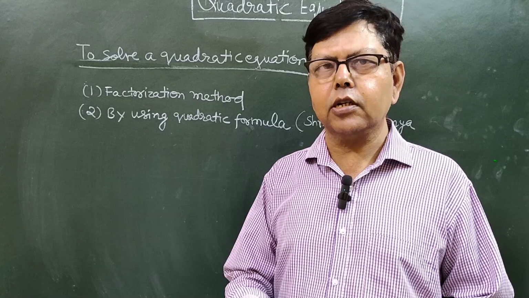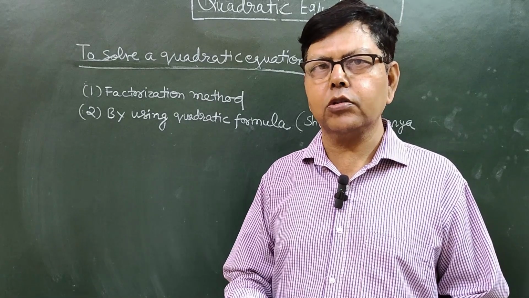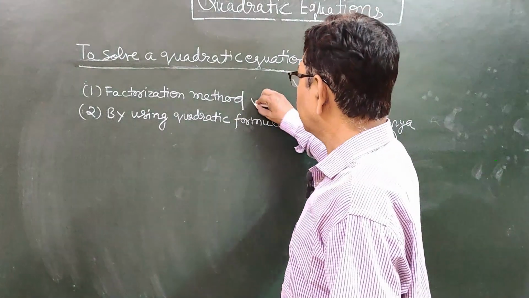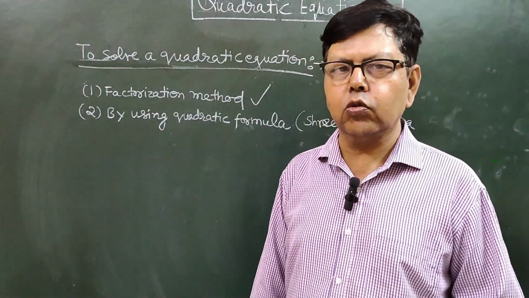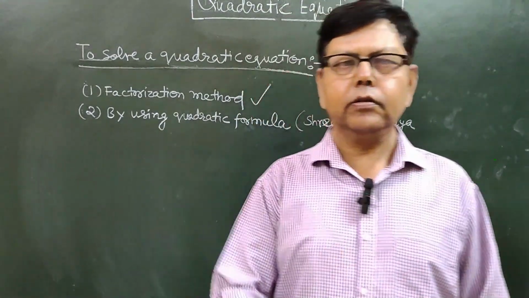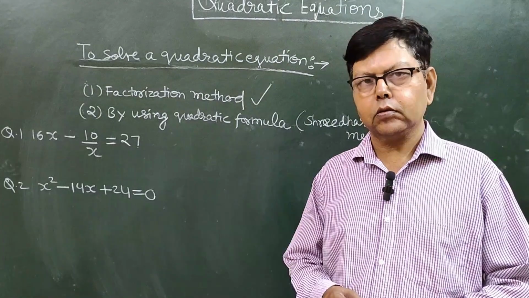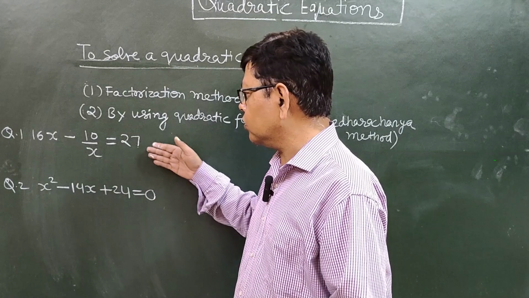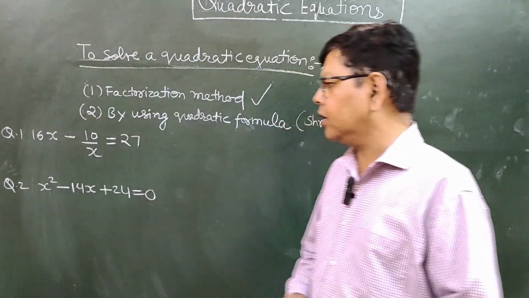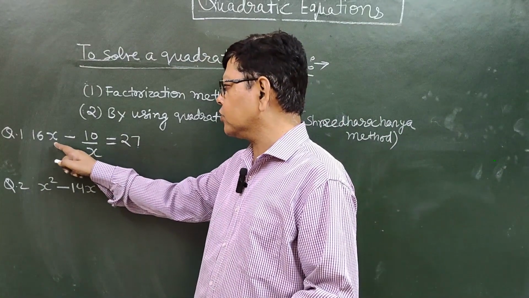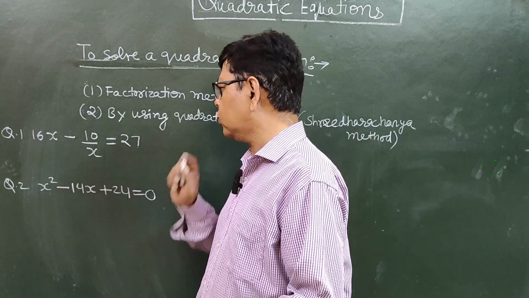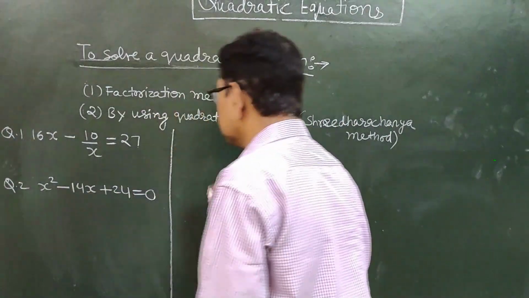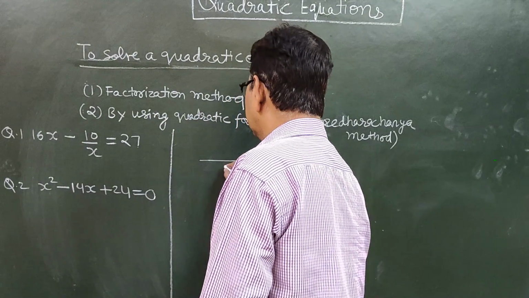Now I will consider some quadratic equations and solve them by the factorization method. So let us solve the quadratic equation using the factorization method. First is 16x minus 10 upon x is equal to 27. So let us take the LCM.